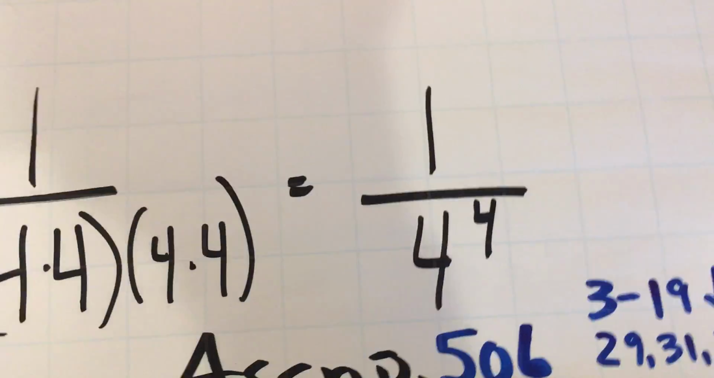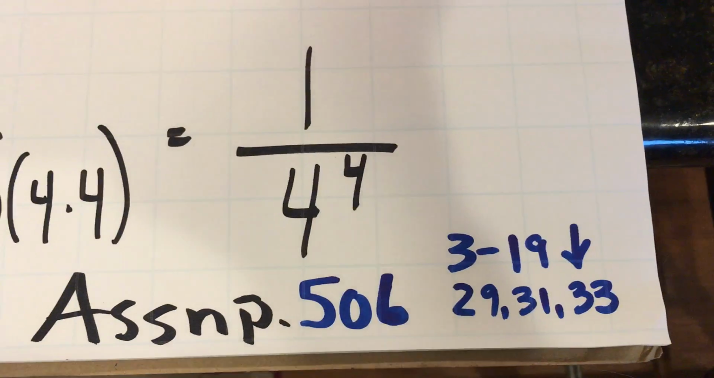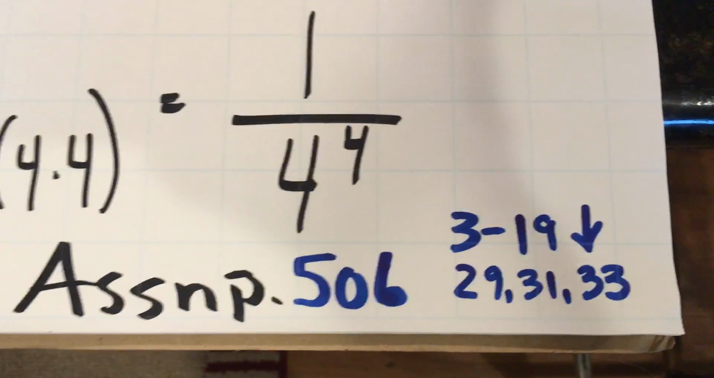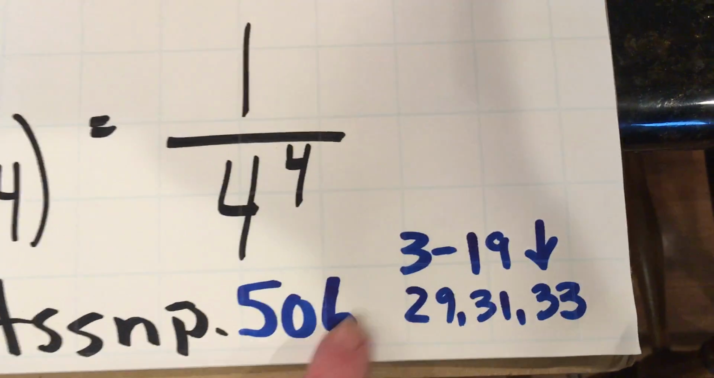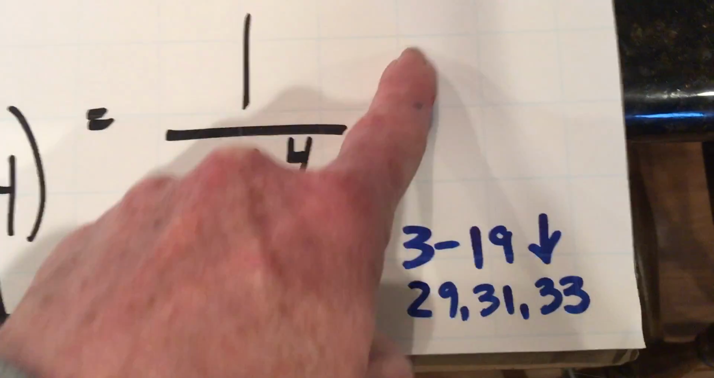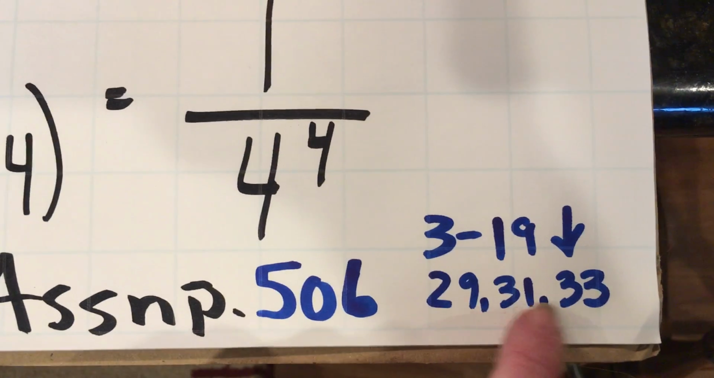All the problems I'm giving you are odd. I want you to try them all. Check them in the back of the book. Call me when you have questions. Page 506, 3 through 19, the column. That means straight down. Then 29, 31, and 33.